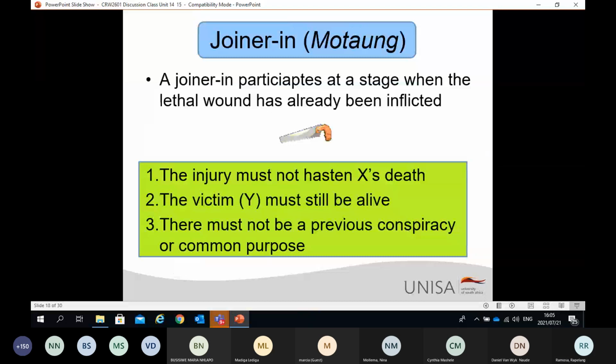Now, as indicated, those are the requirements of the joiner in. Before you can say somebody is a joiner in, you have to make sure that these three requirements are met. The injury must not hasten Y's death. The victim must still be alive at the time when the participant inflicts their particular wound, and there must not be a previous conspiracy or common purpose with the initial people who inflicted the fatal wound.